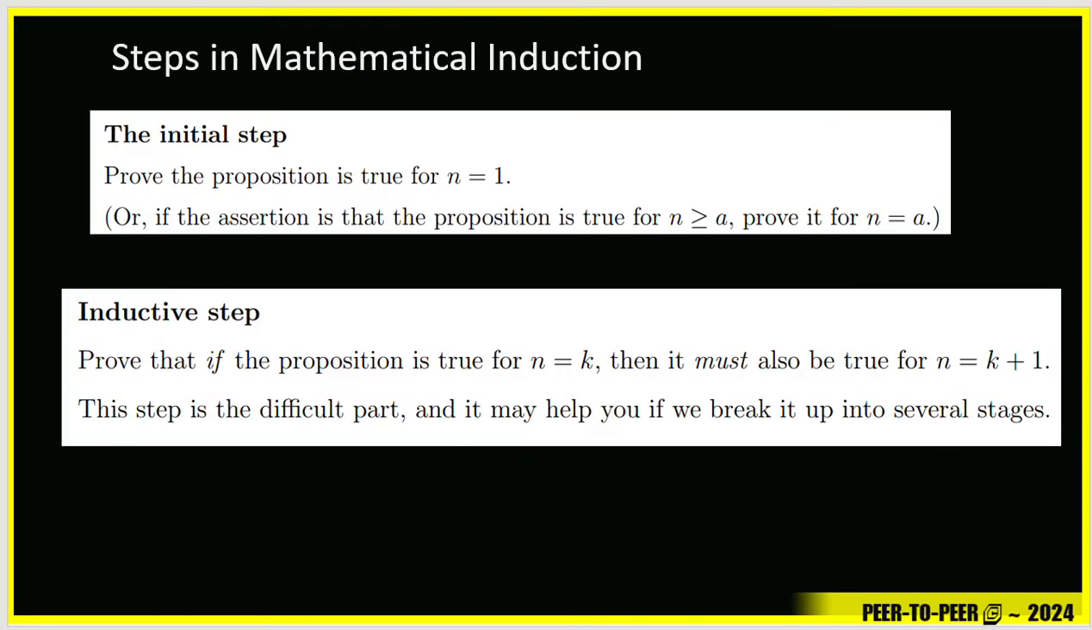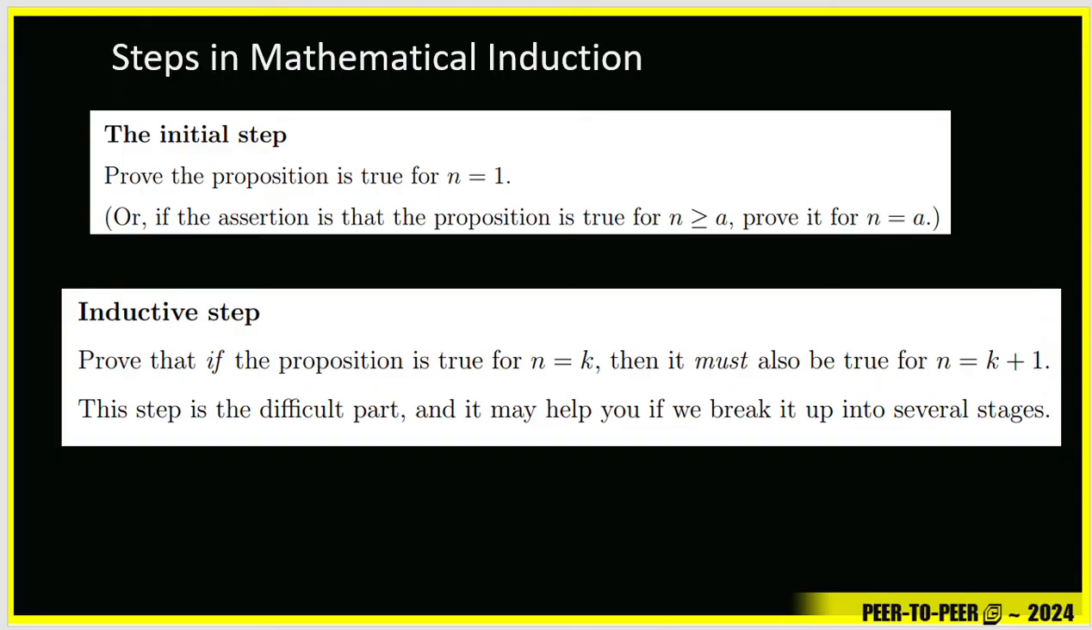When we are having a problem on mathematical induction, there are basically two steps involved. We have the initial step. That is where you prove that the proposition given, the proposition is always the problem given in the question, is true for n is equal to 1. Or if the assertion is that the proposition is true for n is greater or equal to a, then prove it for n is equal to a.